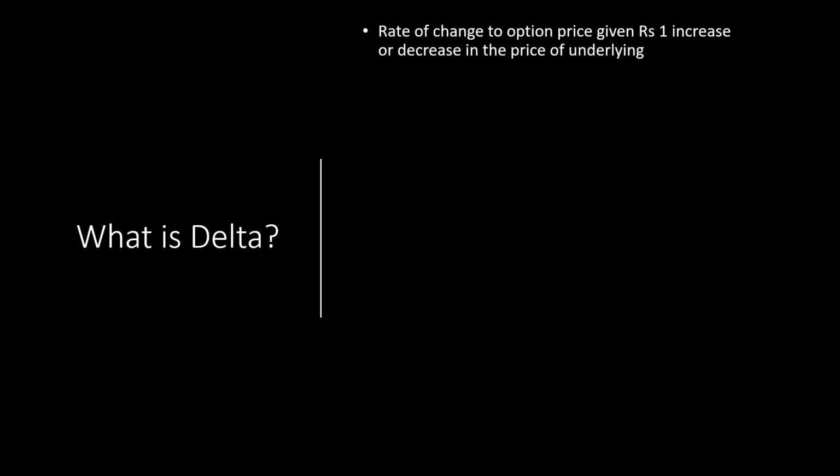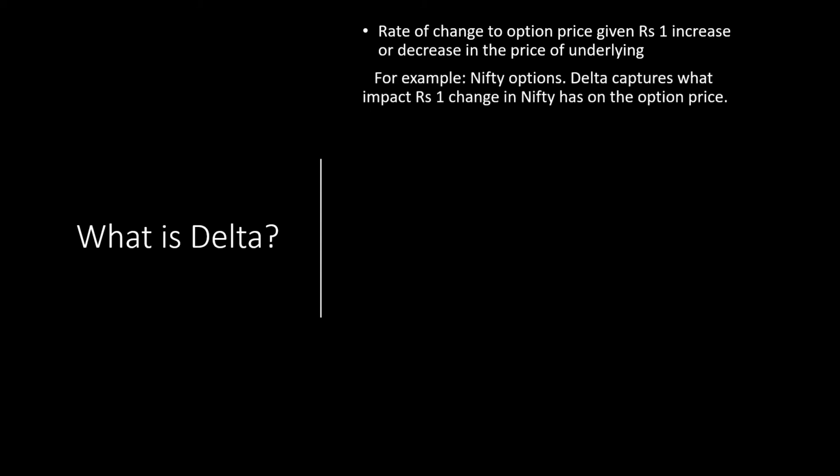So what is delta? Delta, simply put, is the rate of change of option price given 1 rupee increase or decrease in the price of the underlying. So basically, delta connects the option price and the price of the underlying. Take for example Nifty option. So delta captures what impact a 1 rupee increase or decrease in Nifty has on the option price. Deltas can range anywhere between -1 to 1, and different options have different deltas.